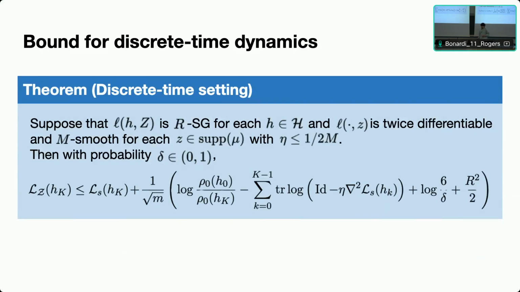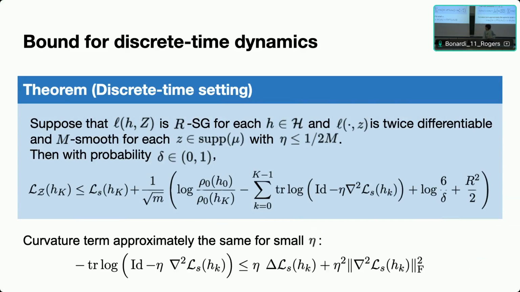For the discrete time dynamics, it's again very light assumptions. We just need, again, R sub-Gaussian and twice differentiable. And on top of that, we need smoothness, so Lipschitz gradients, and a sufficiently small step size. And in this case, we get a very similar bound, except we replace the curvature term with this sum. And as you might expect, when the step size is small, this term basically becomes the curvature, the Laplacian.